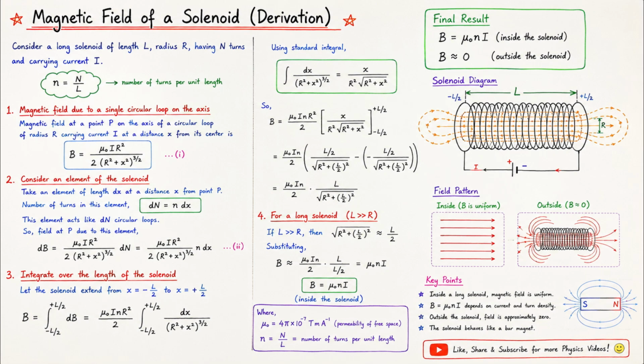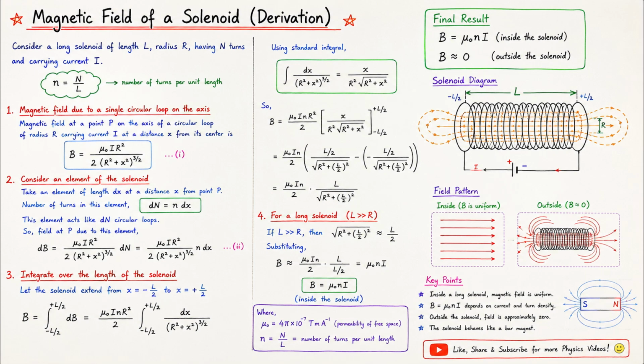Magnetic field outside the solenoid. For a long solenoid, B is approximately 0 because the magnetic fields produced by adjacent turns outside the coil largely cancel each other. Direction of magnetic field. Use the right hand grip rule: curl the fingers in the direction of current through the turns. The thumb points in the direction of the magnetic field inside the solenoid.